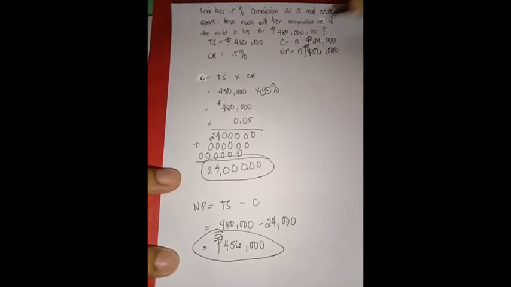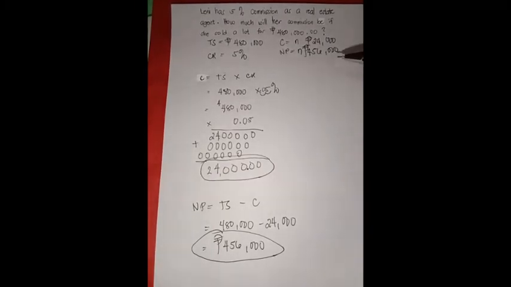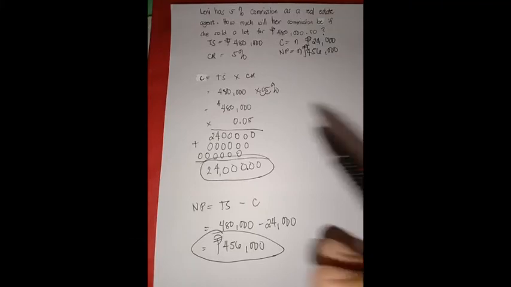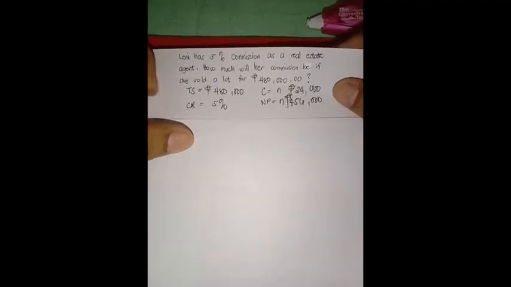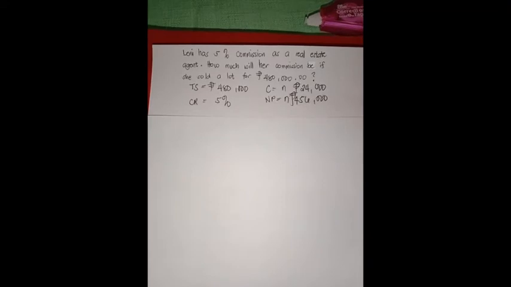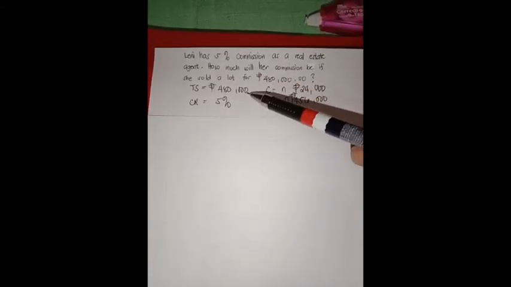Okay. Since nasolve natin, we will try to check or para ma-apply din natin yung formula for the total sale and the commission rate. First, magsusulat muna ako dito ng ating given para mas madali natin siyang isolve. So try nating isolve itong si total sale and the commission rate. To solve the total sale, we need to apply the formula: total sale is equals to the commission divided by the commission rate.